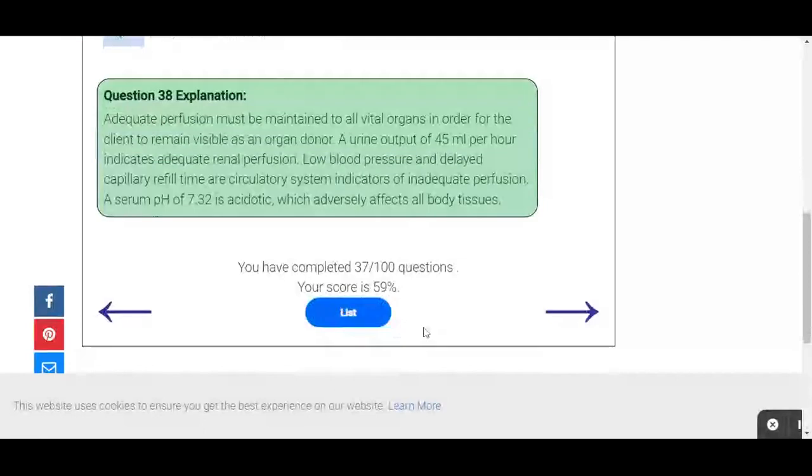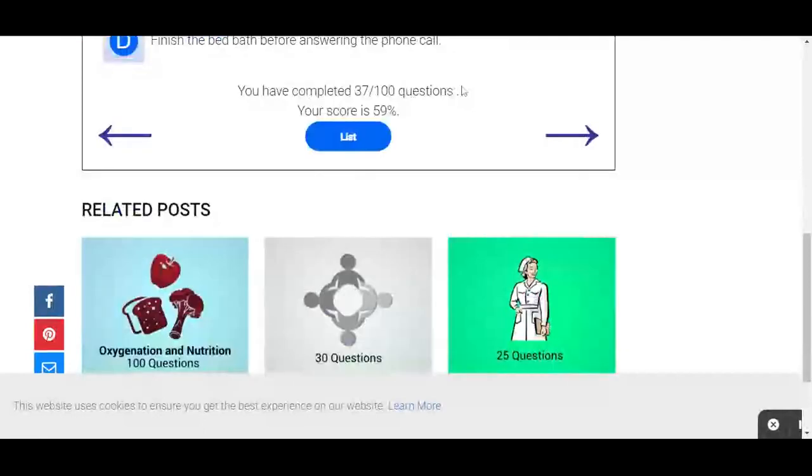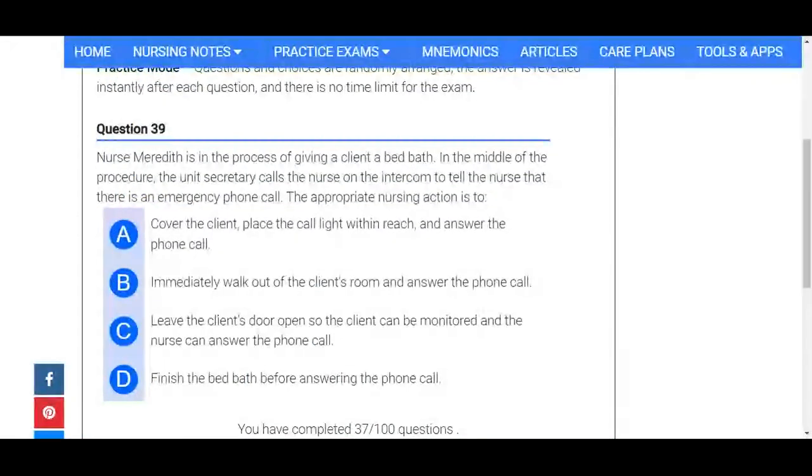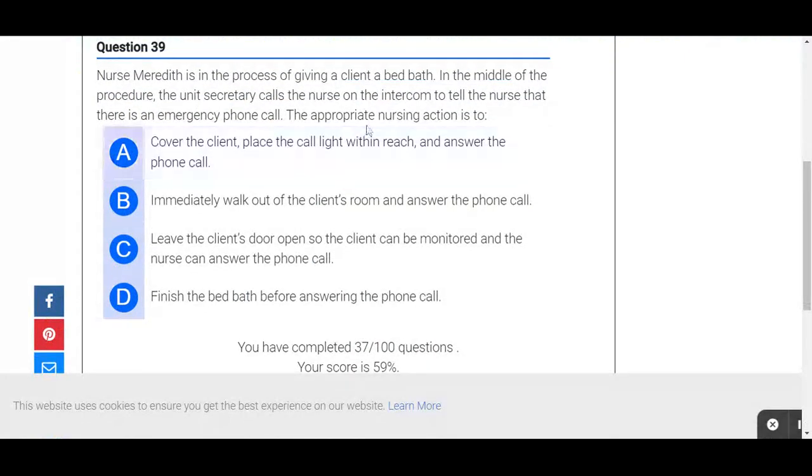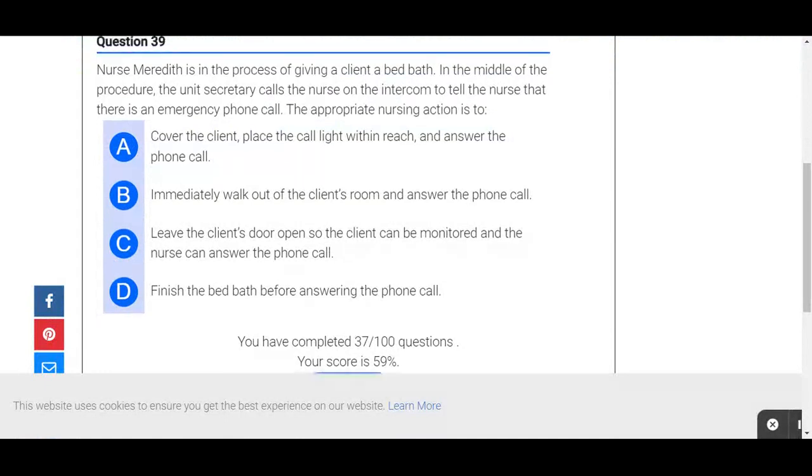Okay, now let's try another question. Nurse Meredith is in the process of giving a client a bed bath. In the middle of the procedure, the unit secretary calls the nurse on the intercom to tell the nurse that there is an emergency phone call. The appropriate nursing action is to cover the client, place the call light within reach, and answer the phone call. Immediately walk out of the client's room and answer the phone call.